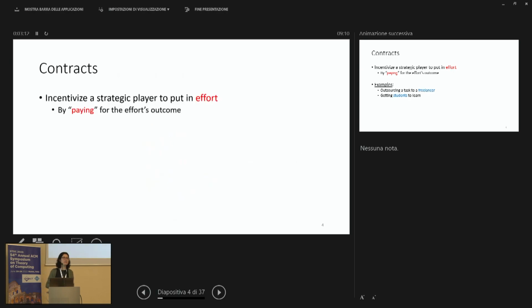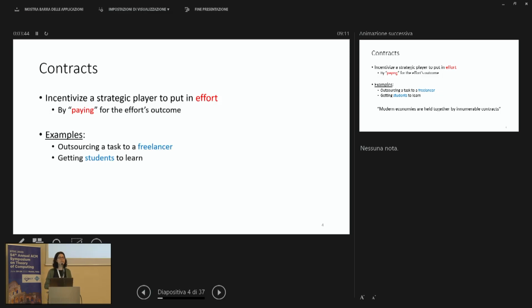So what is a contract? A contract is just an economic tool which aims to incentivize a strategic player to put in effort for somebody else. So somebody else is going to enjoy the fruits of the effort of a strategic player. Of course, if we want a strategic player to put in effort for us, effort is something that is costly, we have to pay them. And pay here is in quotes, because we don't necessarily pay with money.